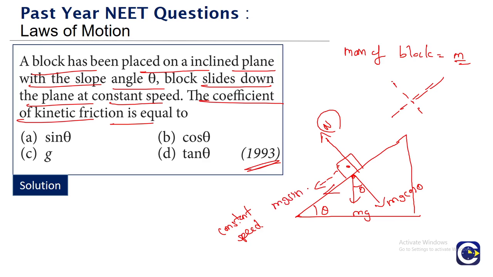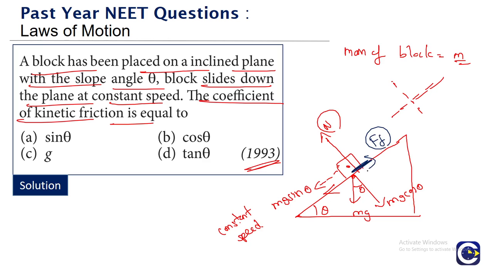Mg sin theta will be along the plane downwards. In fact, this is the force that will make objects slide down an inclined plane. But since there is roughness, because they're talking about the friction concept, as this mg sin theta is trying to pull the block down the plane, there will be a friction acting upwards, up the plane.